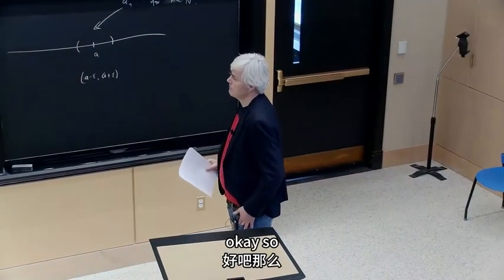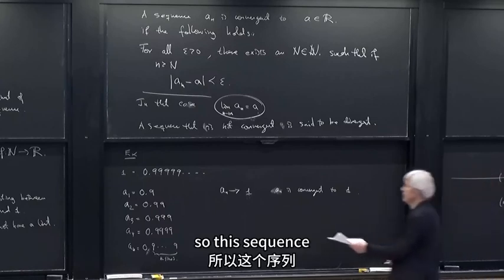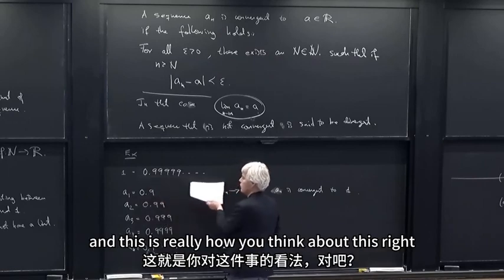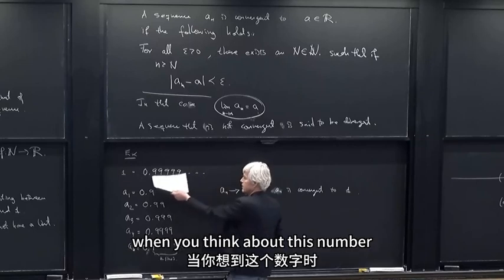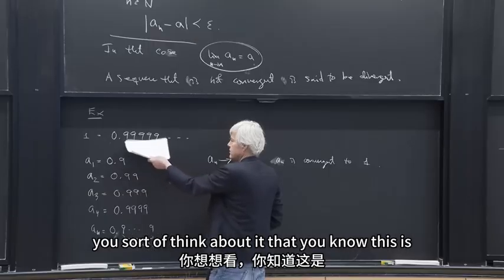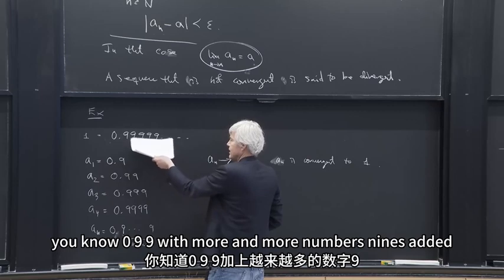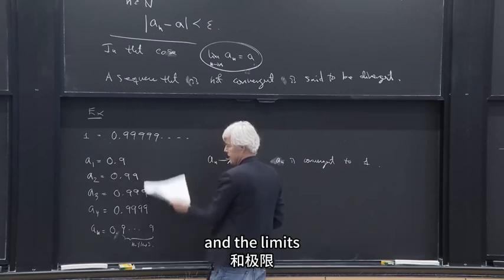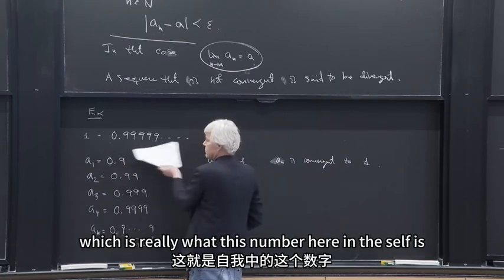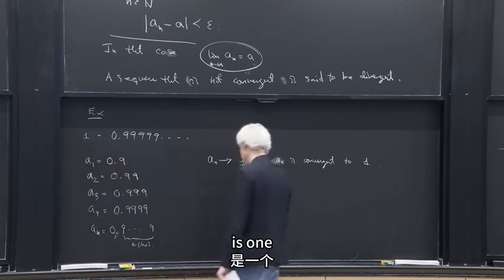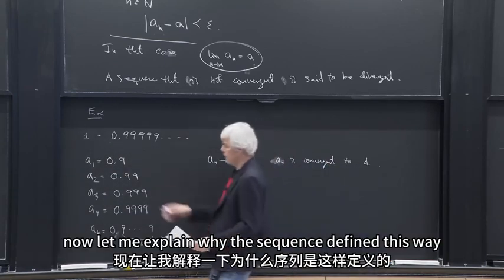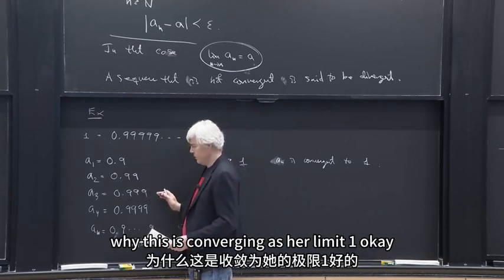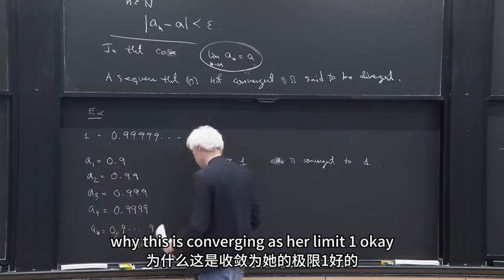Okay. So I claim that this sequence here, defined like this, and this is really how you think about this number: 0.99 with more and more 9s added, and the limit, which is really what this number in itself is, is 1. Okay, now let me explain why the sequence defined this way is convergent with limit 1, okay?